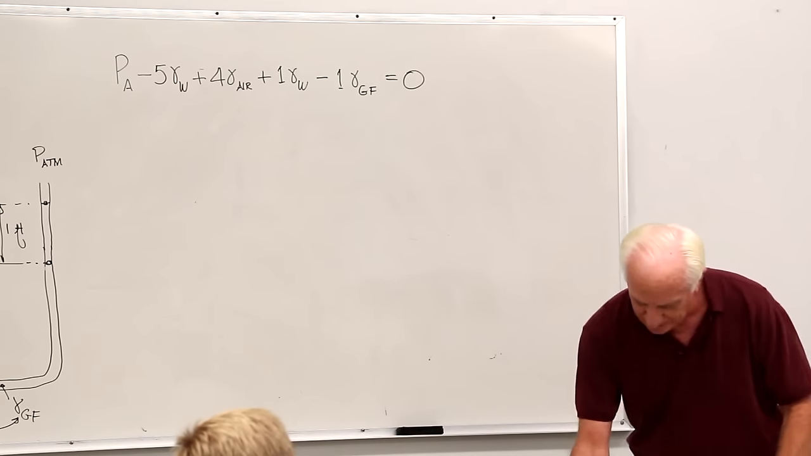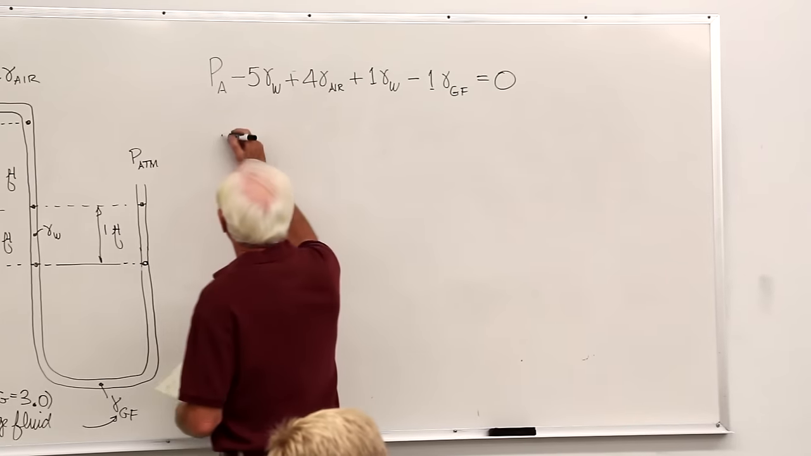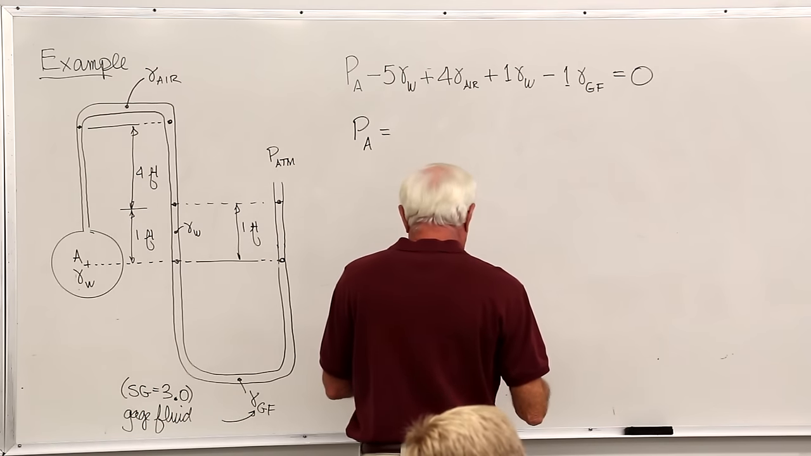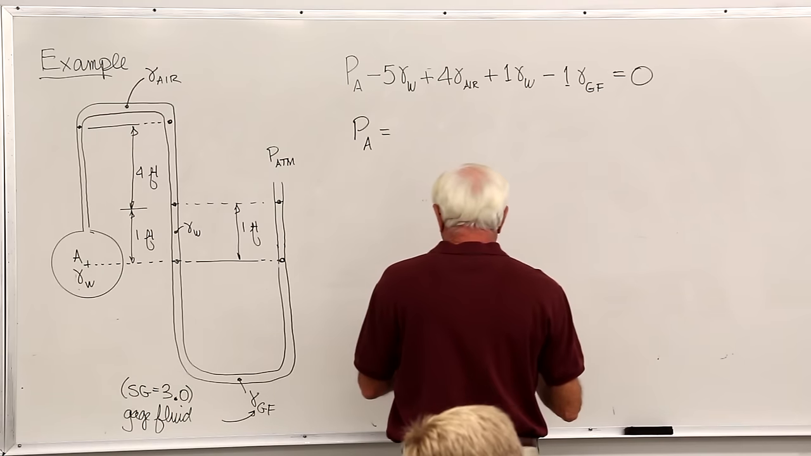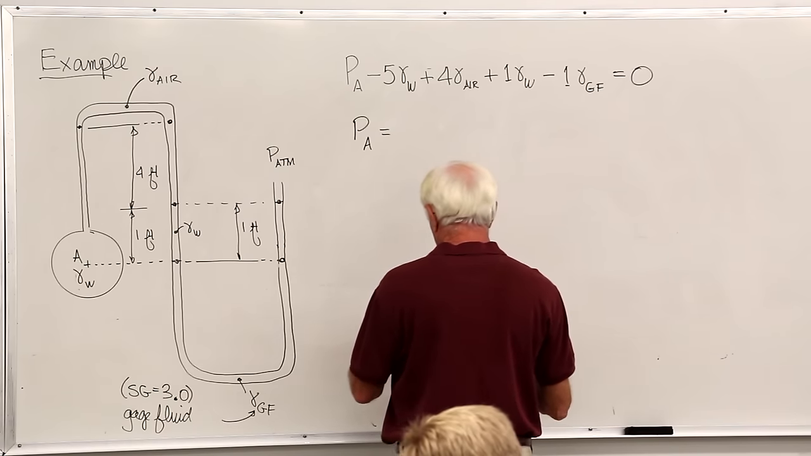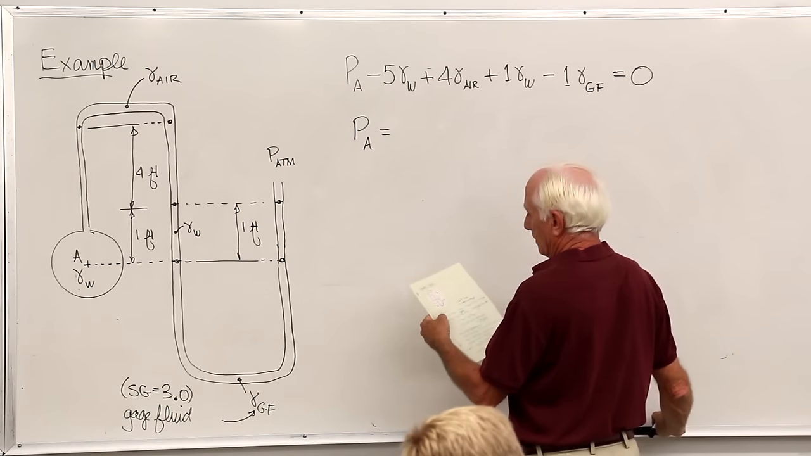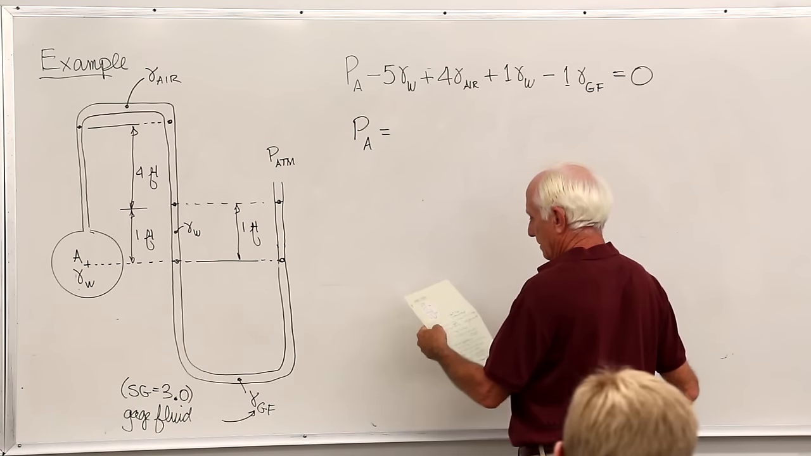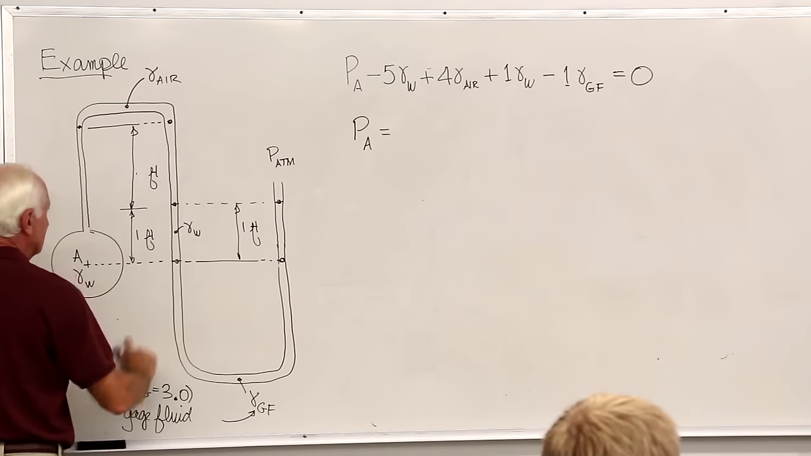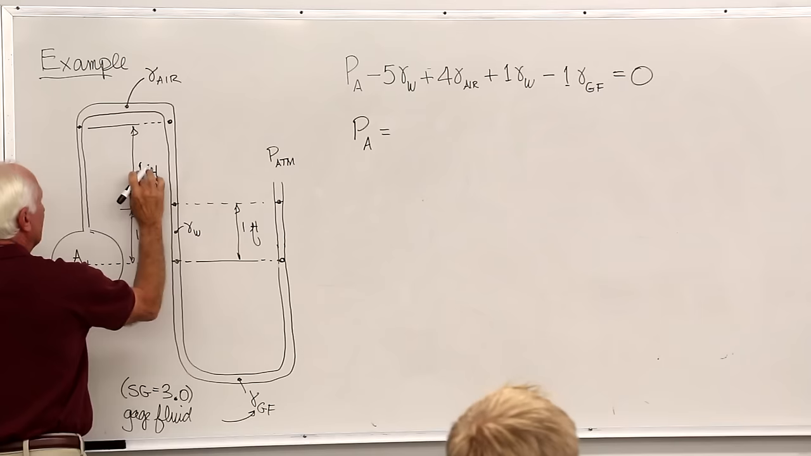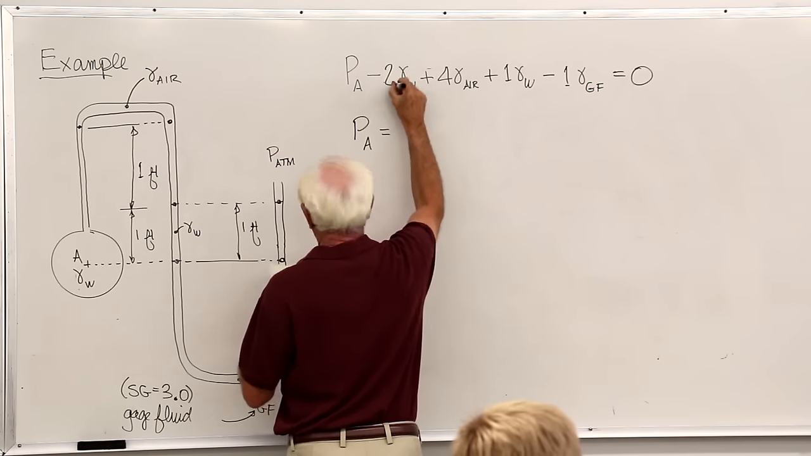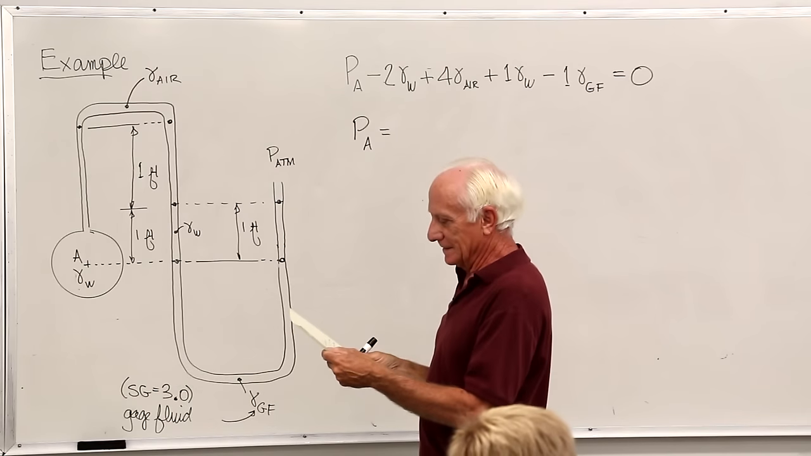Okay, let's do PA then. So PA equal. Let's get to B. That's not a 4. Sorry about that. This is a 1. And that's a 2 right there then. Okay. Got the other way.